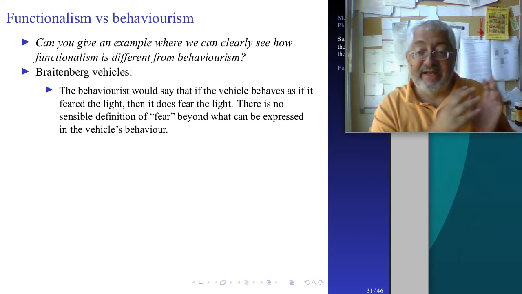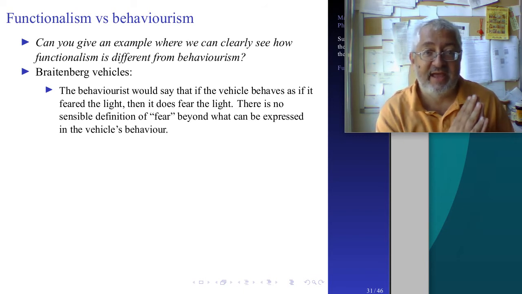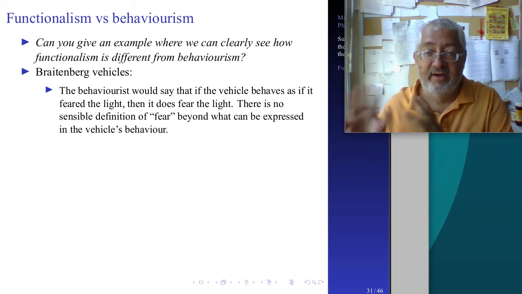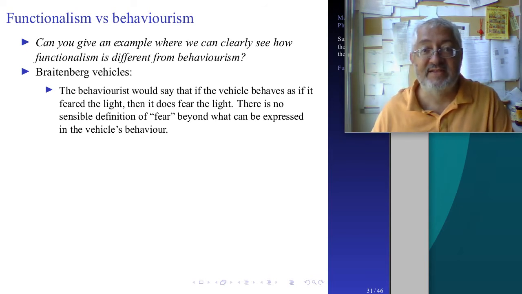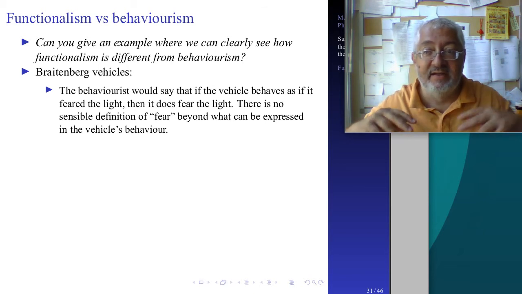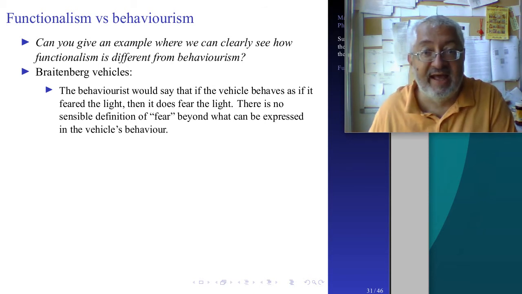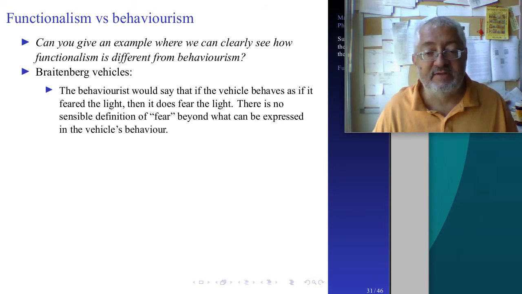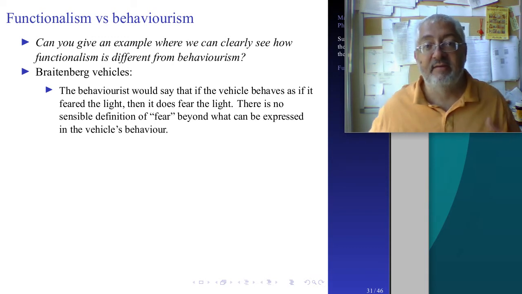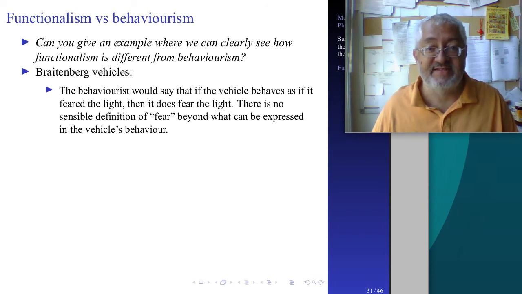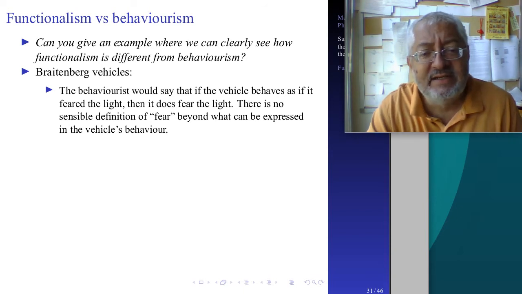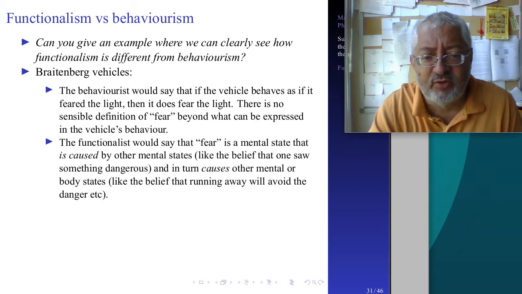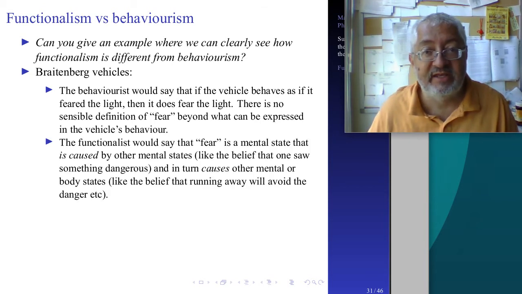So when Breitenberg himself said these things, which we thought of as being exaggerated or a little bit crazy, that the vehicles are afraid or love the light or have an attraction to the light or are aggressive, Breitenberg is clearly behaviorist. The vehicle has this behavior, therefore it has the state. But normally, most people would perhaps not agree, especially if you know how the Breitenberg vehicle is constructed.